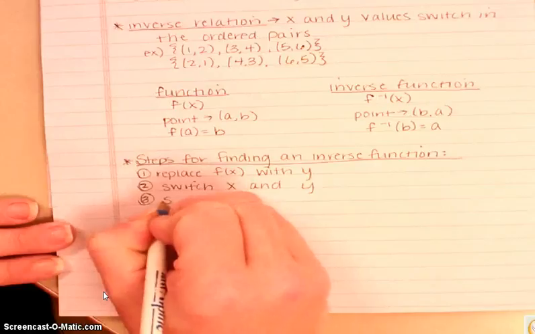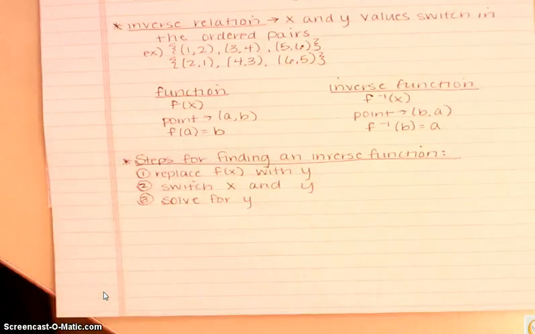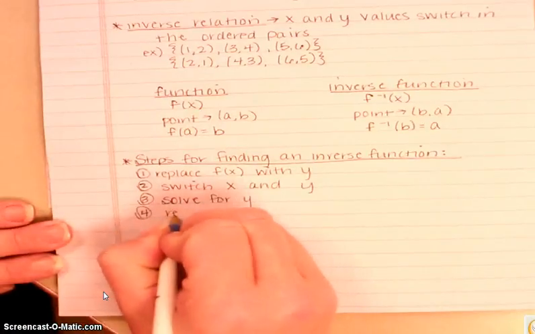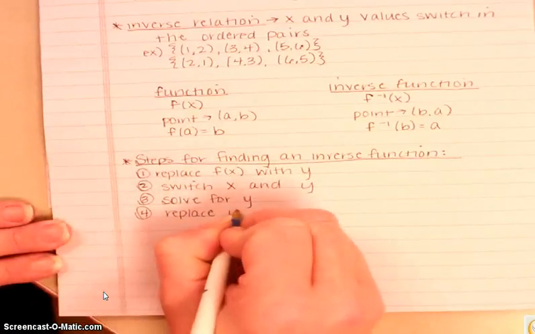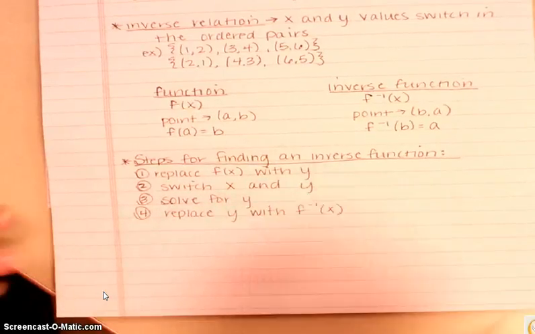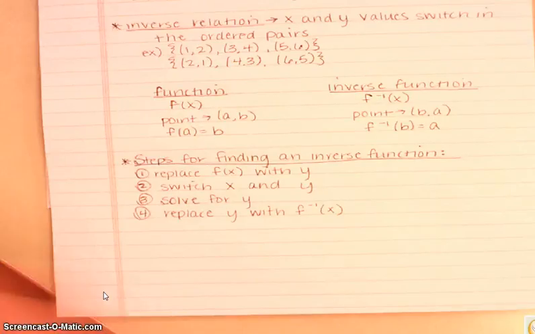Then with this new equation, you are going to solve for y. We've done that several times. And then finally, replace y with our new function notation, f to the negative 1 of x. Okay? So replace your f of x with y. Then you're going to switch the x and the y, and then solve for y. And then just replace that new y with your f to the negative 1 of x. Okay, let me show you how this works.